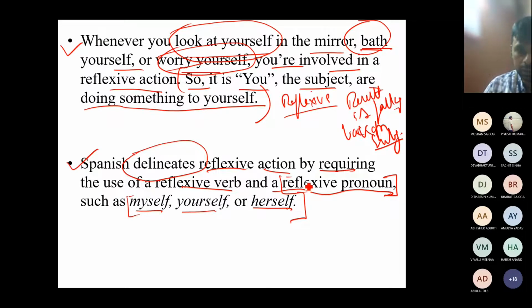So I was telling that you need to have a reflexive pronoun for using the reflexive verb. So what are the reflexive pronouns? These are the three examples given, but these are not the only three. You have more in English: myself, yourself, herself, himself, themselves, ourselves. All these are examples of reflexive pronouns.